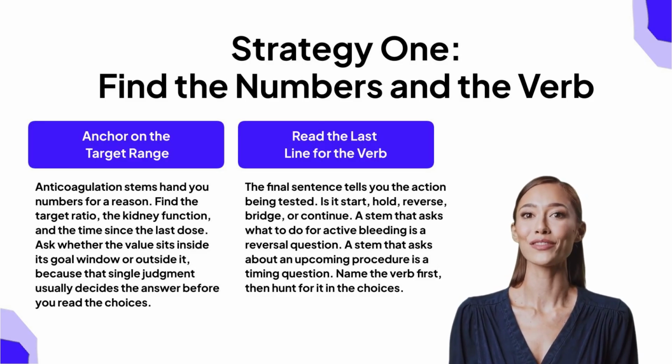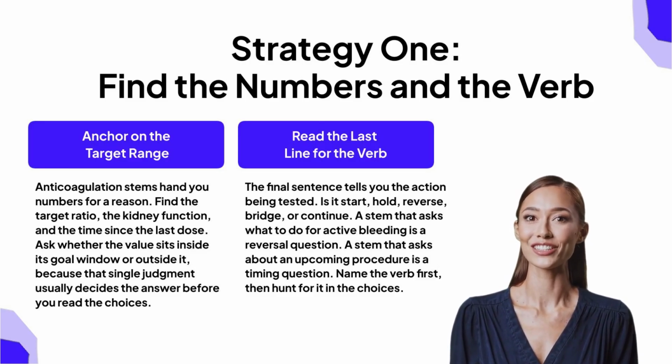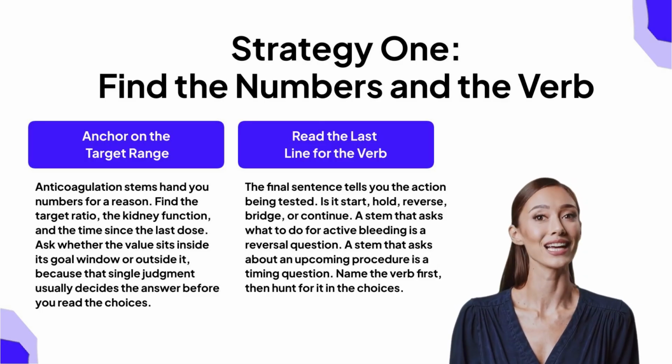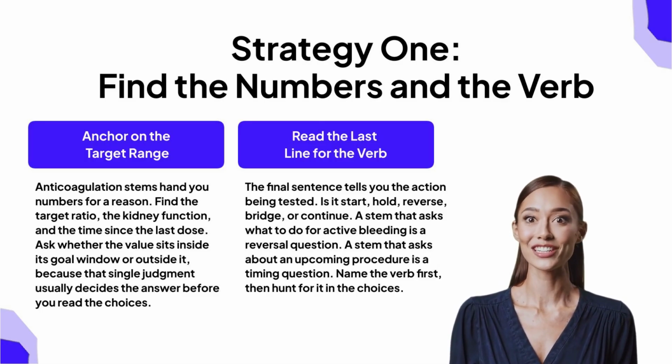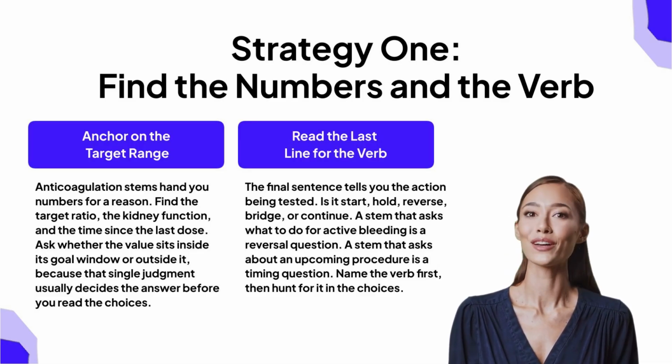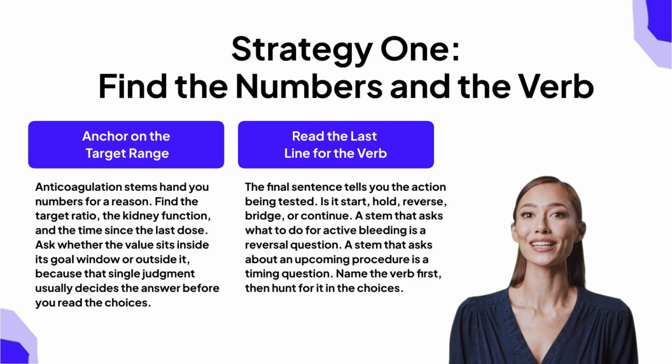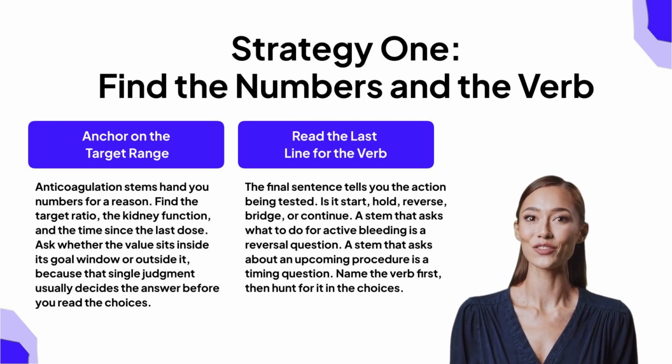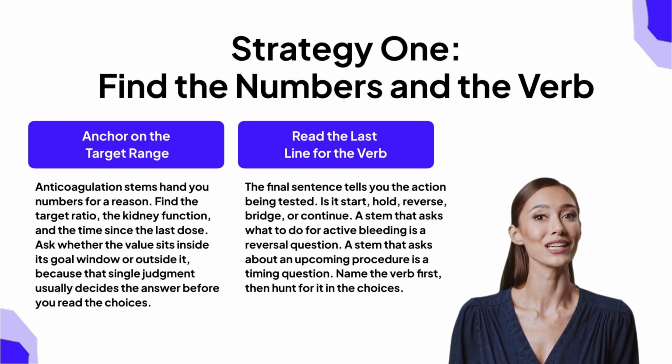Then read the last line for the verb. Is the question asking you to start a drug, hold a dose, reverse the anticoagulation, bridge around a procedure, or simply continue what the patient is on? A stem about active bleeding is a reversal question. A stem about an upcoming operation is a timing question. Name that verb first, then go find the choice that matches it. Do this every single time, and these questions become far more mechanical than they look.